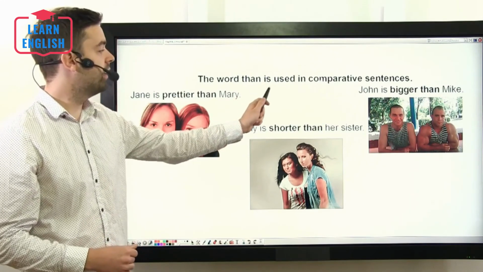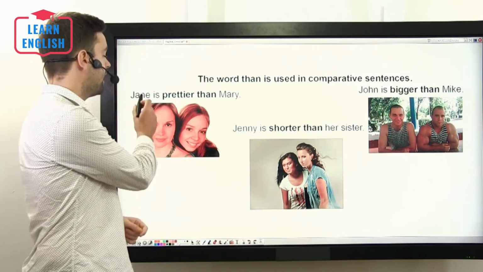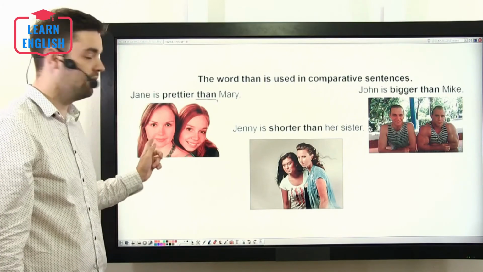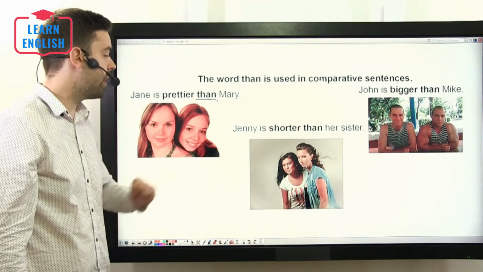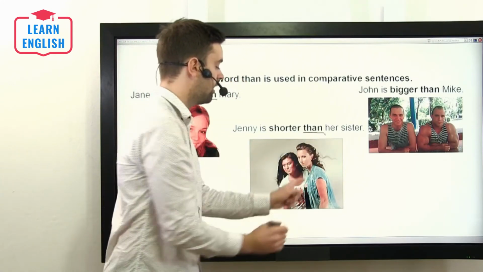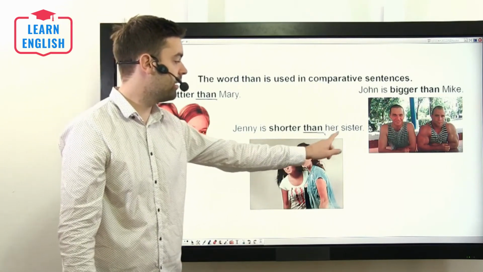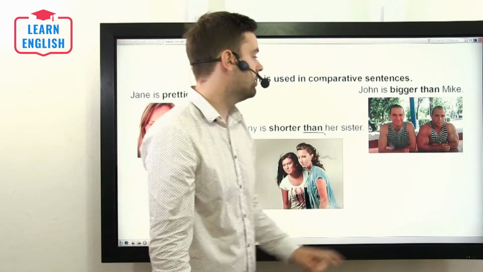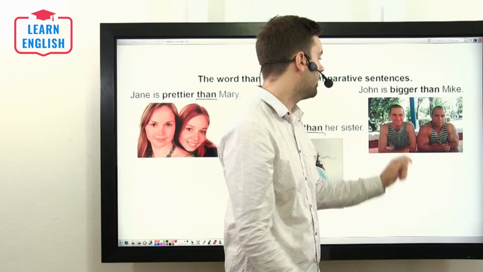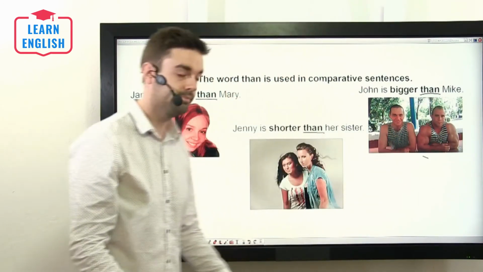The word than is used in comparative sentences. For example, Jane is prettier than Mary. Jenny is shorter than her sister. John is bigger than Mike.